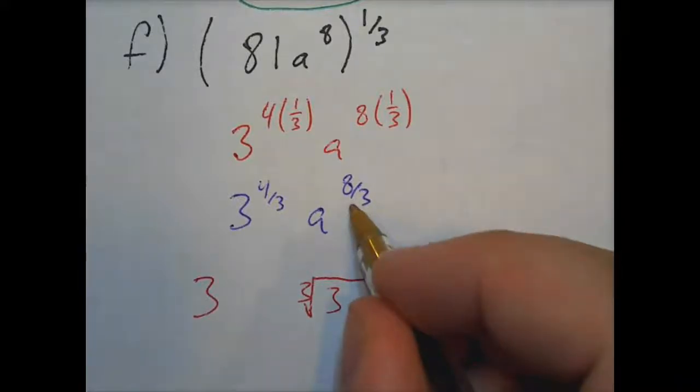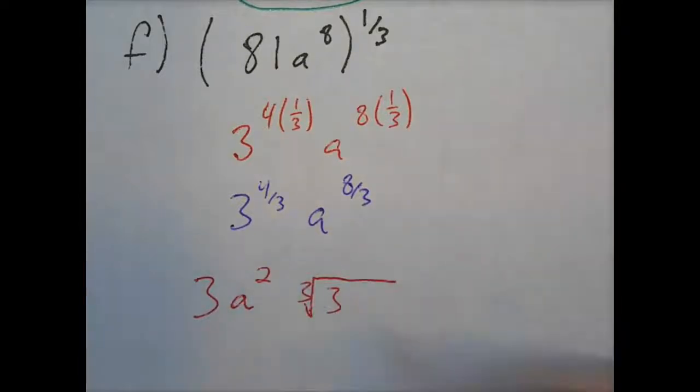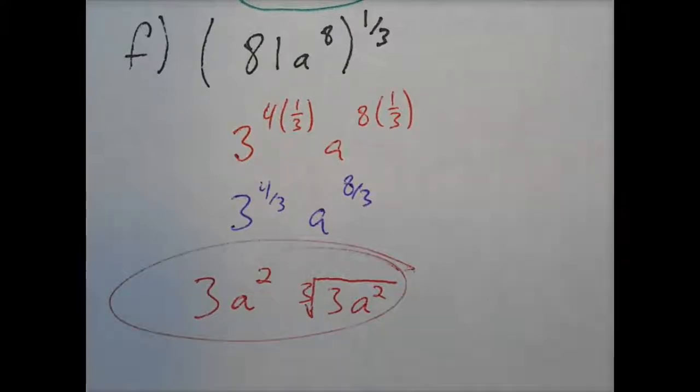With the a to the 8th, I can take out 2 sets of a. 8 divided by 3 is 2 2/3, so my remainder is 2. So I'd have 3a squared cube root of 3a squared. That would be our final solution.